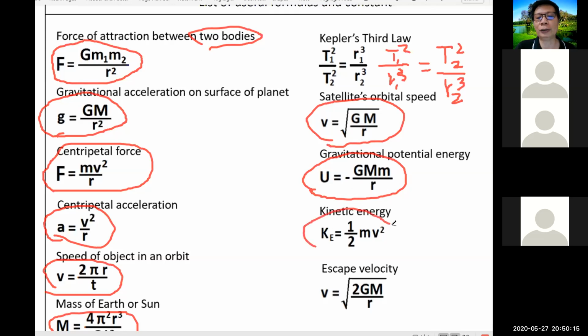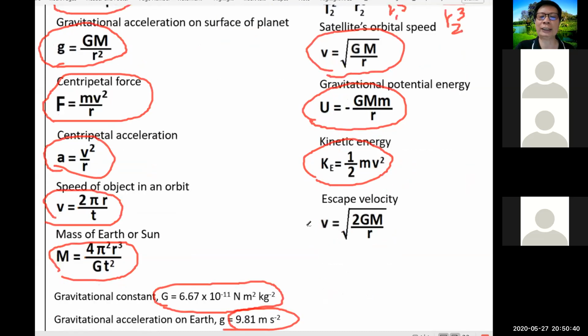This is kinetic energy. This kinetic energy is an object leaving the Earth, going away, so it's positive. When you're going away, then only you gain the potential energy in the opposite direction. So kinetic energy plus the potential energy will become 0. They balance up, so become 0. And the last formula is escape velocity: square root 2GM over r.